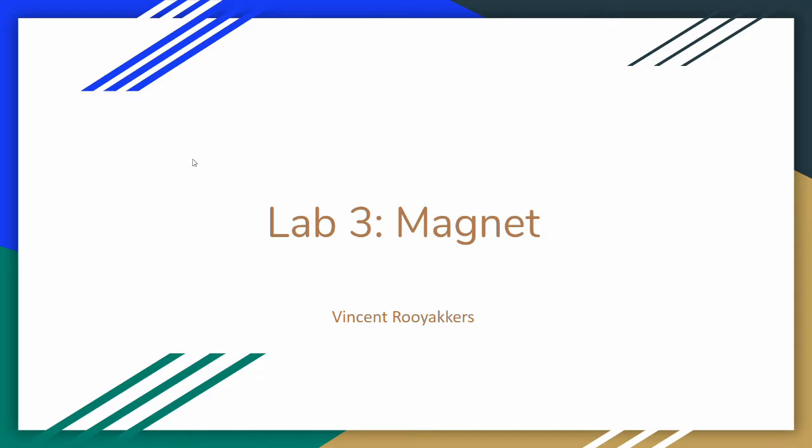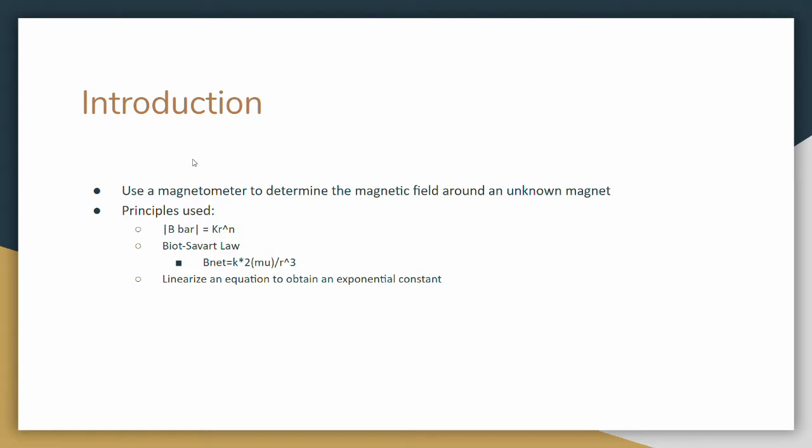Hello, I'm Vincent Roykers, and this is Lab 3, Magnet. In this lab, we used a magnetometer on our phone to determine the magnetic field around an unknown magnet that was given to us. There were some main principles used in this lab.